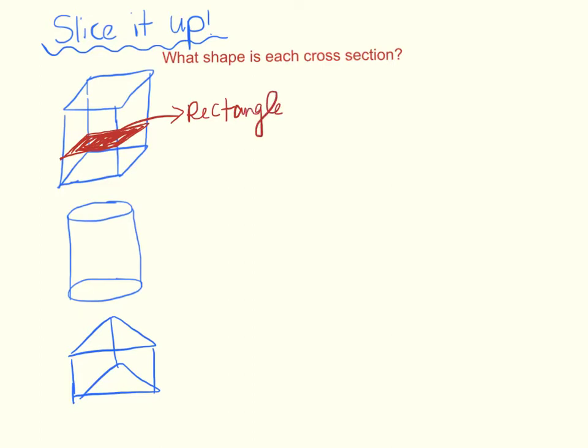How about a cross-section of a cylinder? I'll take one from up here. It would be a circle. Or a cross-section of a triangular prism. Not a very good picture here, but you get my idea. It's a triangle. The cross-section is basically a congruent image, a congruent shape to the base. So if the base is a rectangle, a cross-section would be a rectangle.